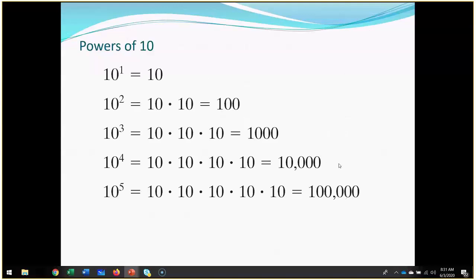There's a little trick with powers of 10, only with powers of 10. This does not work for anything else. When you're looking at the exponent of a power of 10, that indicates how many zeros you will need on the end. So if you have 10 to the first, that's just 10 because you need 1 zero. 10 to the second is 100 because you need 2 zeros. 10 to the third is 1,000 because you need 1, 2, 3 zeros, and so on. It exists all the way up to infinity. But again, it only works for 10s.